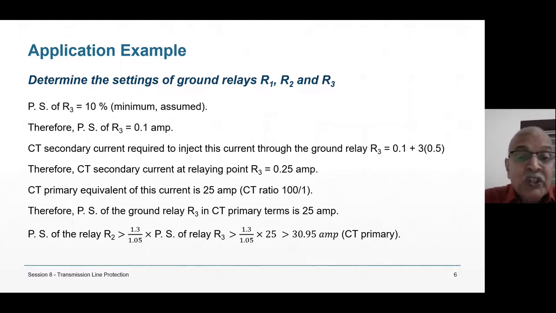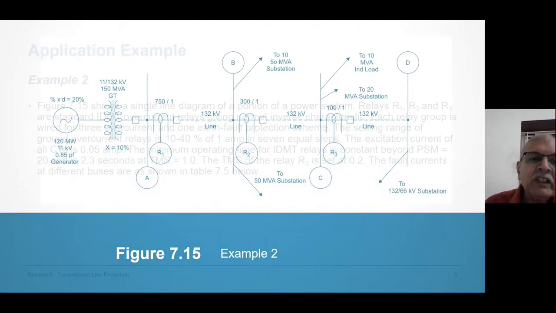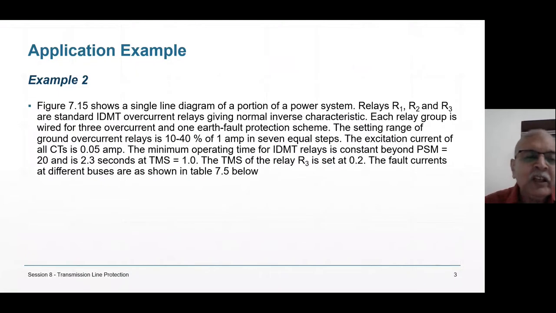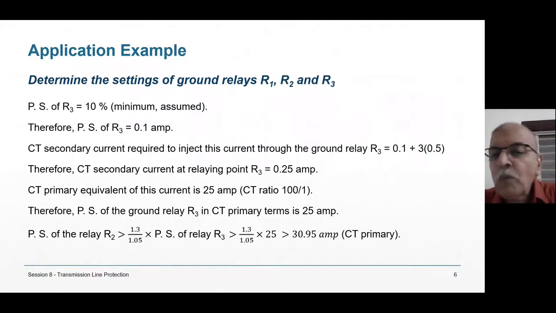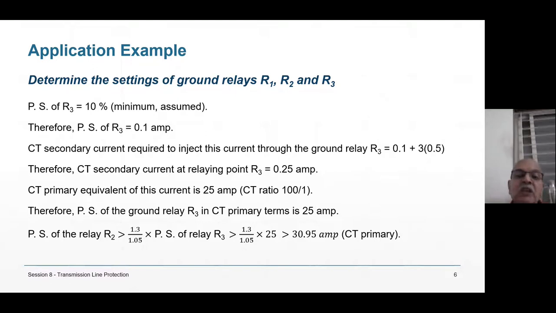CT secondary current required to inject this current: for injecting 0.1, you will have to inject from the CT 0.1 plus 3 into 0.05, because the excitation current is 0.05 ampere. There is a typographical error here, so 3 into 0.05 gives 0.15 and therefore the CT secondary current at the relaying point is 0.25. To inject 0.1, you will have to have 0.25. So the primary current of 0.25, with a 100 by 1 CT, is 25.